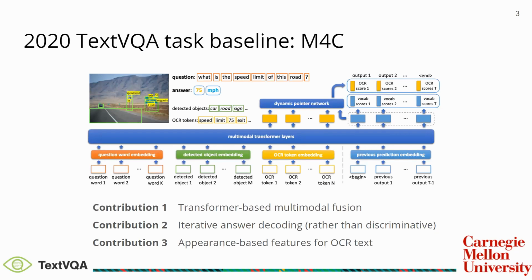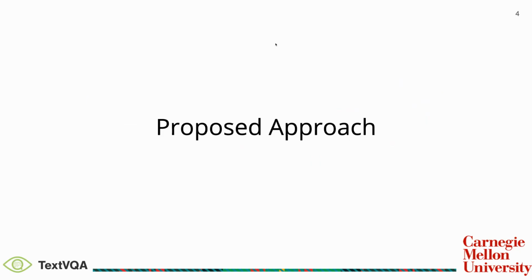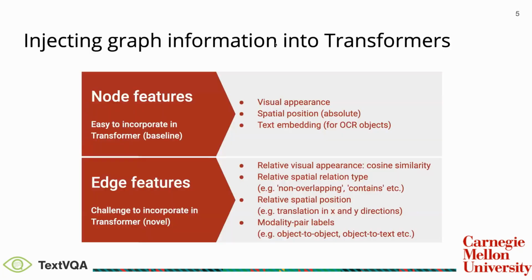In this work, we build upon the 2020 TextVQA task baseline model, which is the M4C model. The M4C model is a multimodal transformer-based model with iterative answer decoding and appearance-based features for the OCR text. Onto our proposed approach. We noticed that the M4C model often struggles with questions that involve reasoning about spatial relations between objects in the image, which include both visual objects and OCR text objects.